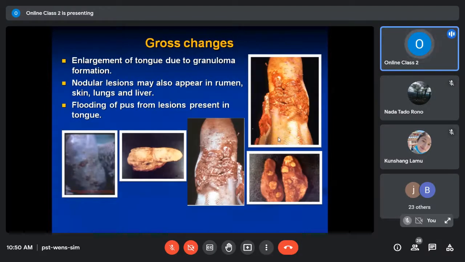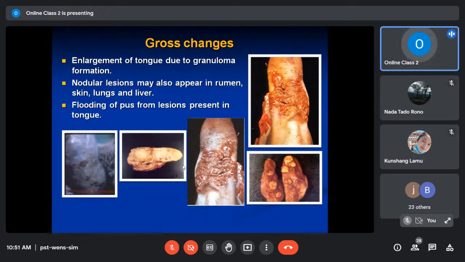And if you see these lesions as I'm showing here, the tongue is very much enlarged, where granulomatous and abscess formation used to be there. These nodular lesions may also be present in other systems and organs like the rumen, sometimes the skin, lungs, and even the liver. And from all these lesions, when you squeeze them, pus will be coming out.